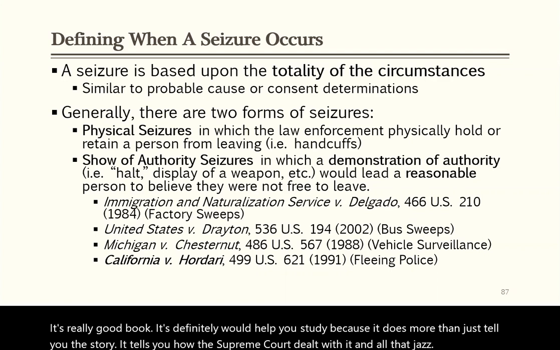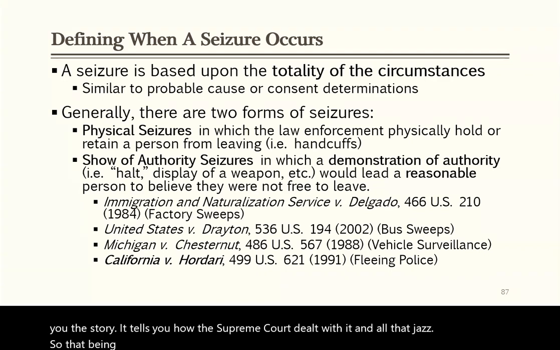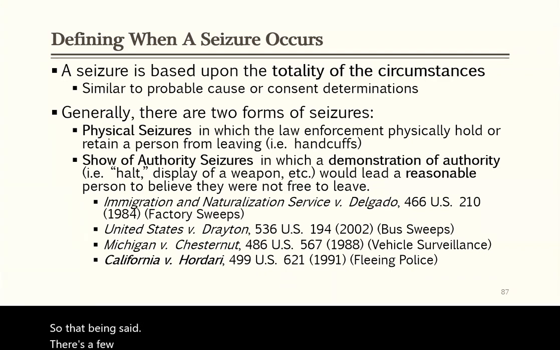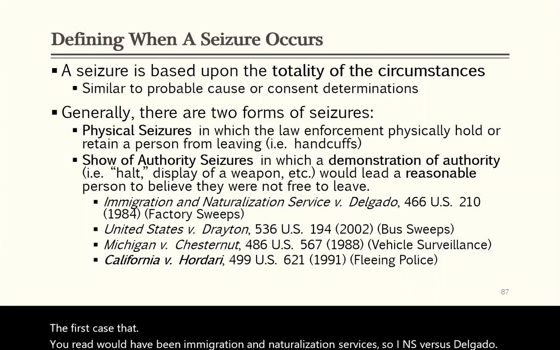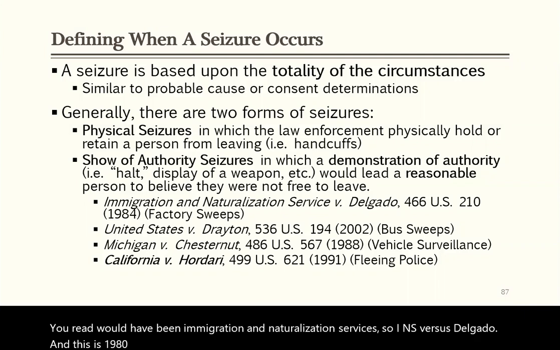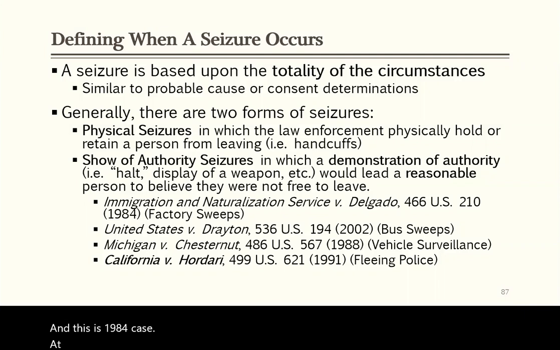So that being said, there's a few cases that kind of deal with this demonstration of authority. The first case that you read would have been Immigration and Naturalization Services, so INS, versus Delgado. And this is a 1984 case. And what this dealt with was factory sweeps, right?